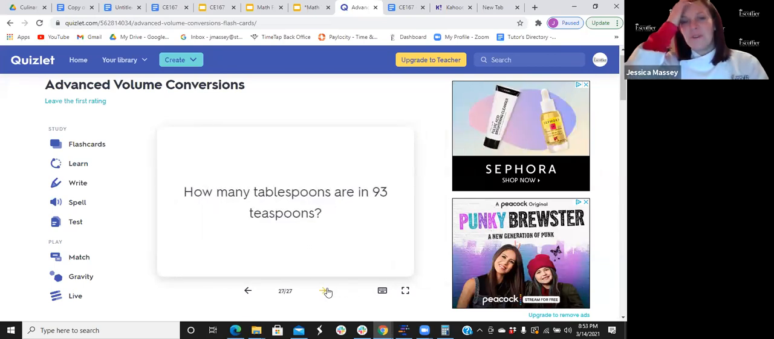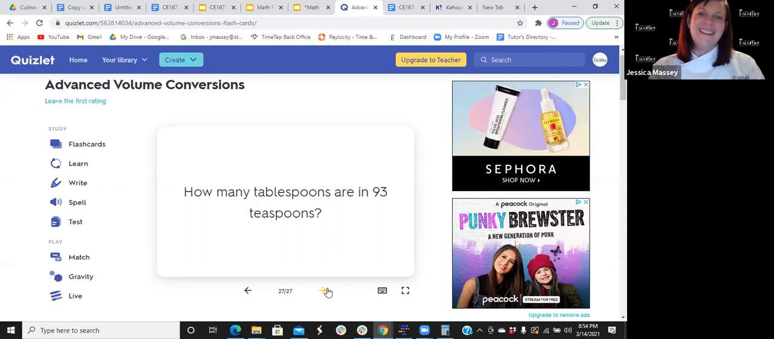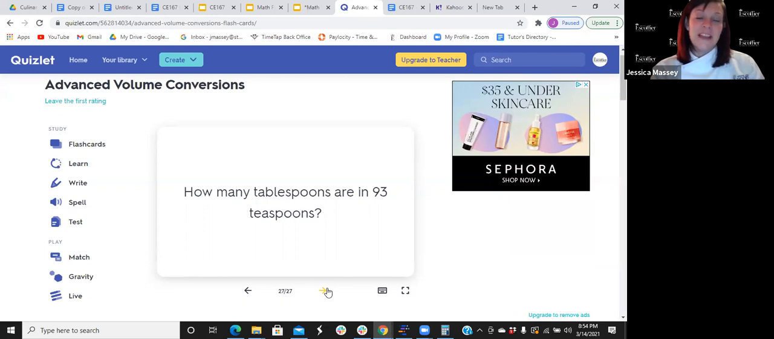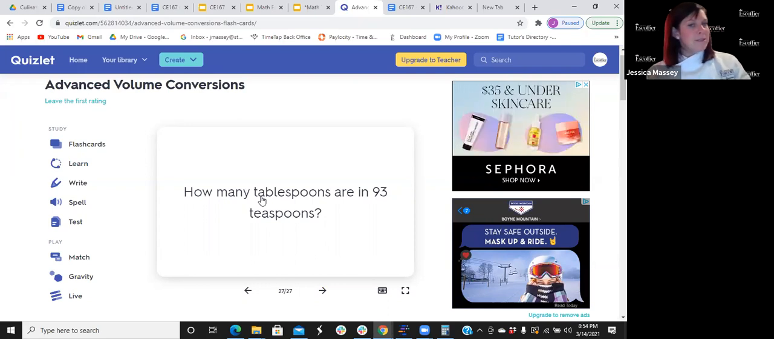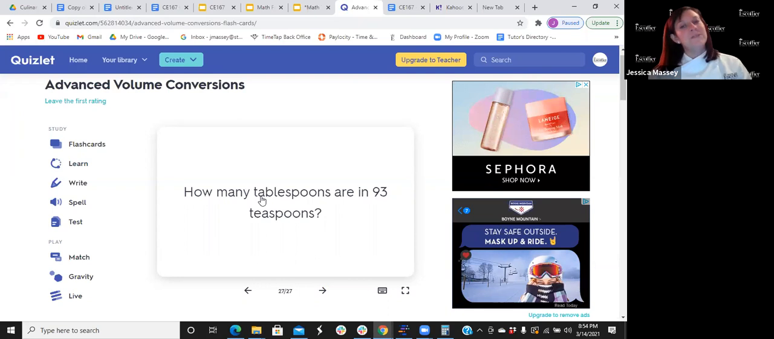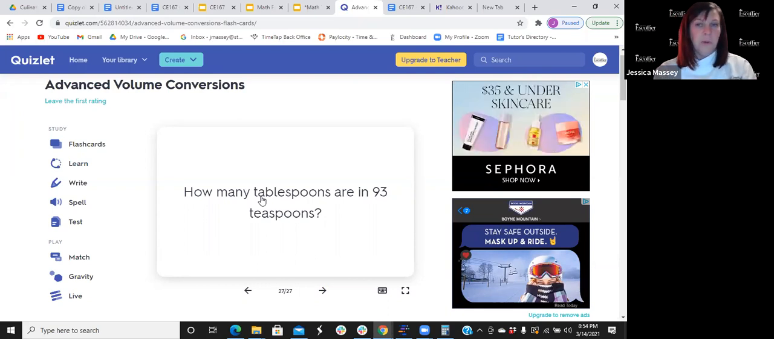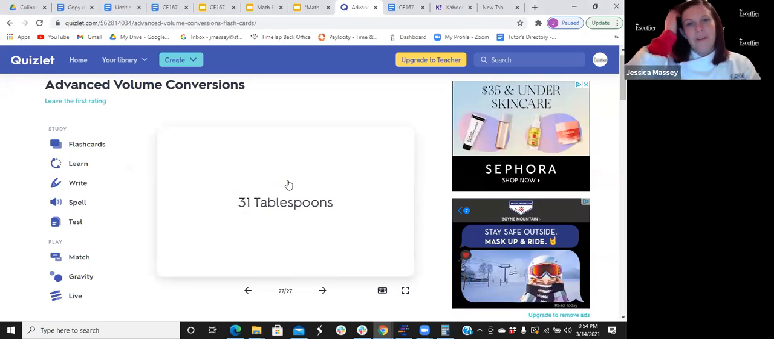All right, last one for the evening. At least today, for me. How many tablespoons are in 93 teaspoons? Again, don't let the bigger number scare you. Tablespoons is a larger unit, so because the answer should be a larger unit, you would divide your 93 teaspoons by your 3 teaspoons per tablespoon. And we should end up with a bunch of 31s. Nice job, everyone.